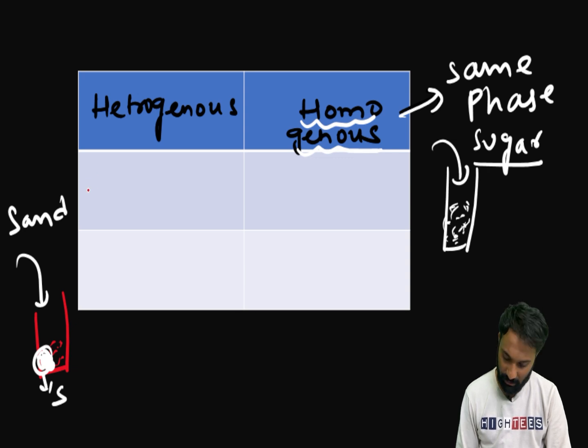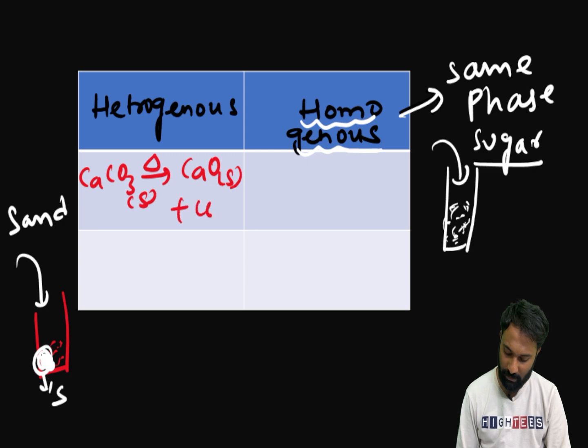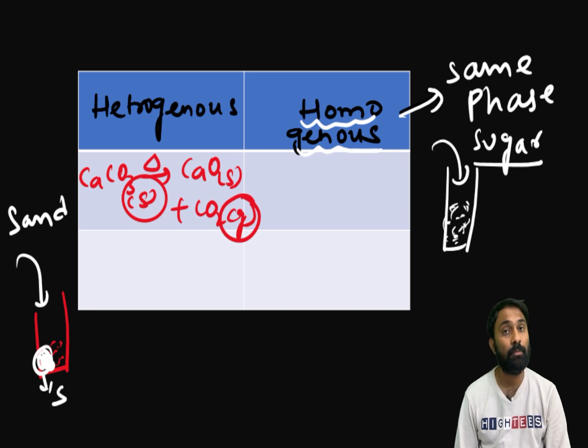Heterogeneous example, sir. If I take CaCO3 and heat it, how will it convert? This is CaCO3 solid. It will be converted into CaO solid plus CO2 gas. Clear? You can see one solid we have taken, and from the solid we are getting solid plus gas. That's the reason this is heterogeneous.